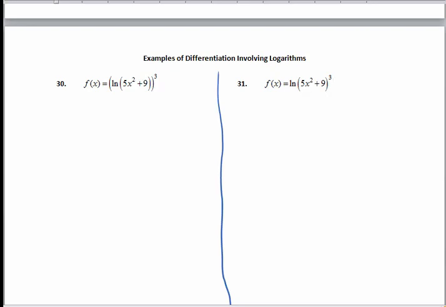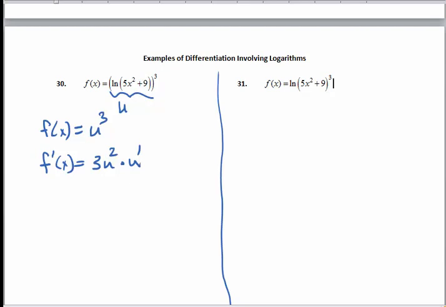So like 30 is really this whole thing raised to the third. So what I can do is I can call this u. So I can really think of this as u to the third. So if it's u to the third, what would my derivative be? My derivative using the chain rule would just be 3u squared times u prime, right? Or du dx, whatever you want to call it.